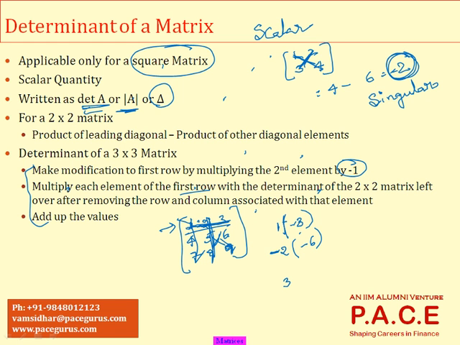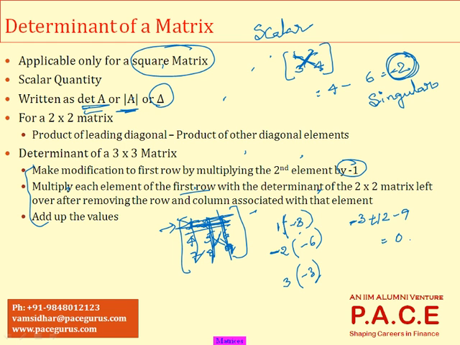Similarly, for 3, take out the row, take out the column which it is associated with. For the remaining, 4 eights 32 minus 7 fives 35. 32 minus 35, minus 3. So here it is simply becoming 1 into minus 3 plus 12 minus 9. Yeah, it is becoming 0. Here the determinant is becoming 0.